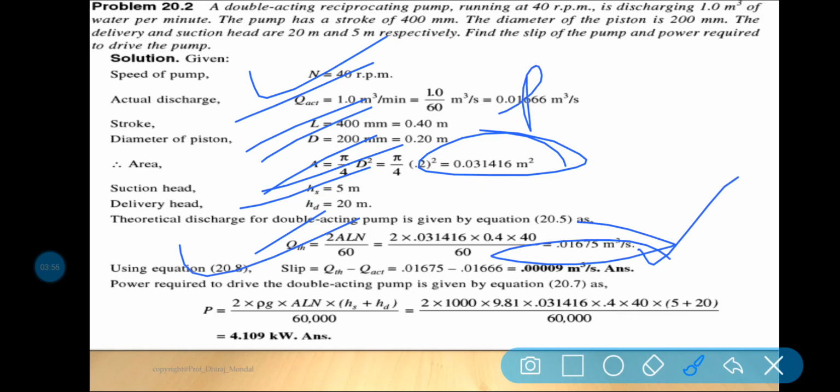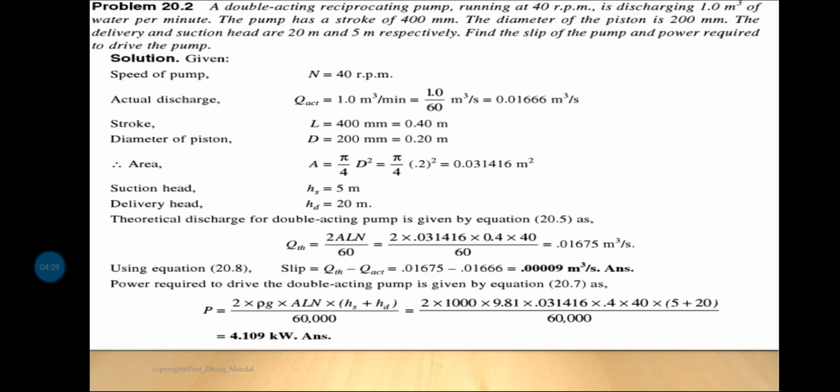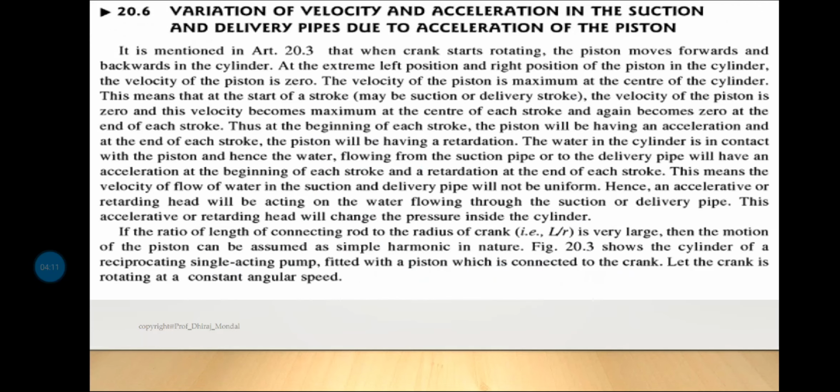And what is the power? Power for double acting is equal to 2 rho g ALN by 60 into (Hs plus Hd) by 1000 in kilowatt. So put all the values, you will get the answer 4.1 kilowatt. So don't waste time, come to the next problem.